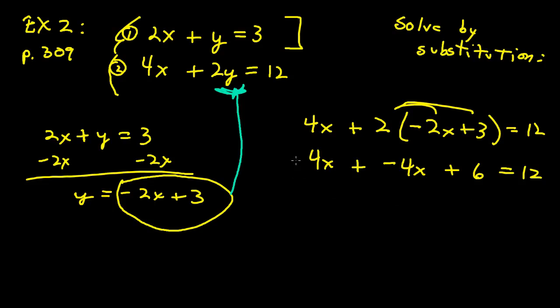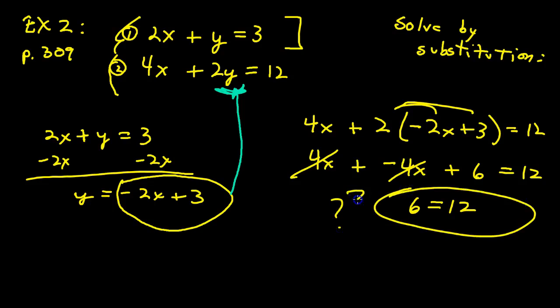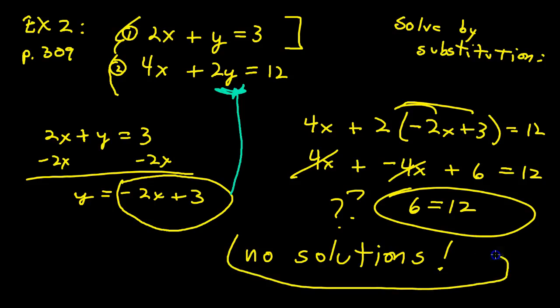All right. If you'll notice then, these cancel out and I'm left with a nonsense statement. 6 equals 12. And if you reduce to a nonsense statement like this, then there are no solutions. That can happen sometimes. No solutions. There is no XY pair that will solve both of these equations simultaneously.